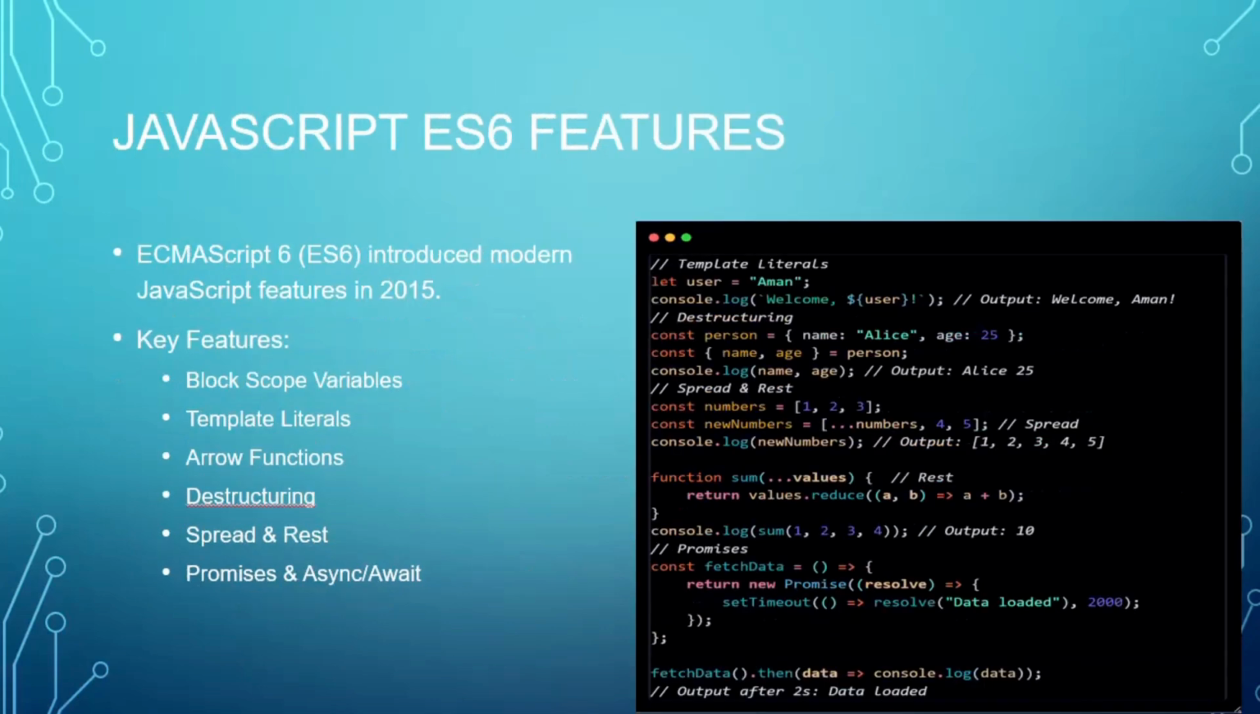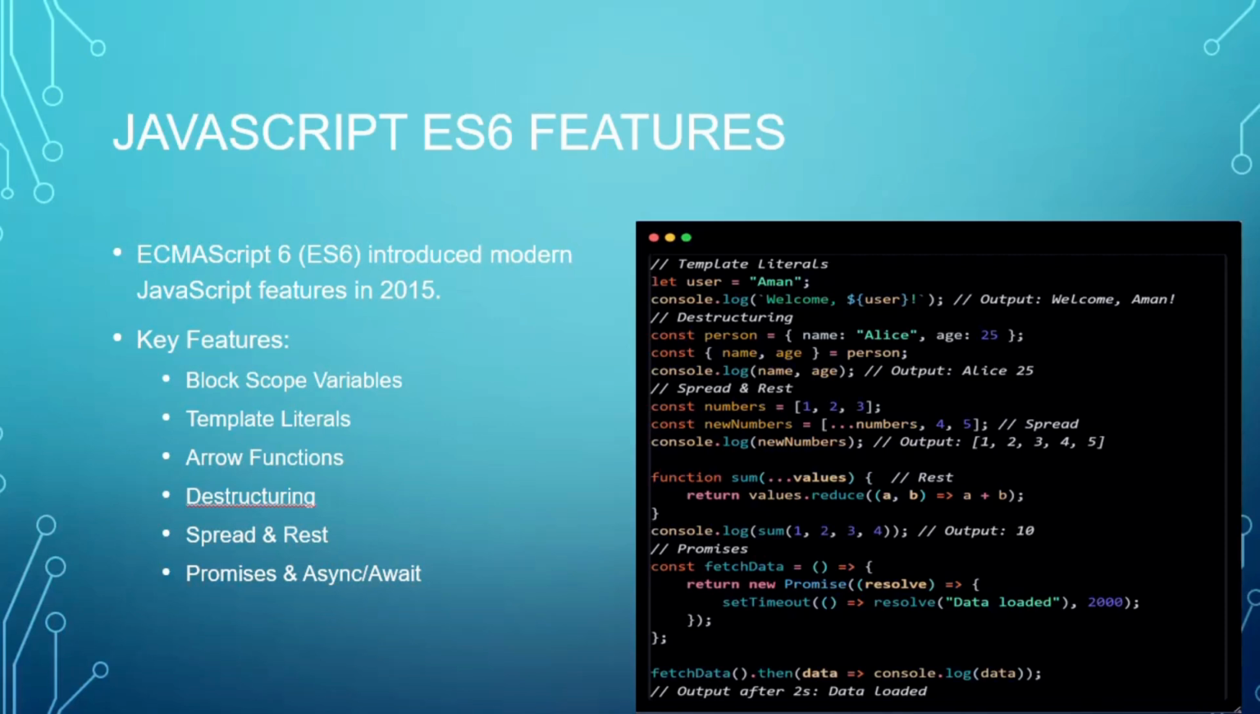In 2015, ECMAScript 6 introduced modern JavaScript features that made coding more efficient and readable. Let's go over some key features. Block scope variables, let and const. Unlike var, they respect block scope, reducing errors. Template literals. Use backticks to create multi-line strings and embed expressions using dollar and curly braces. Arrow functions, a shorter way to write functions with automatic this binding.